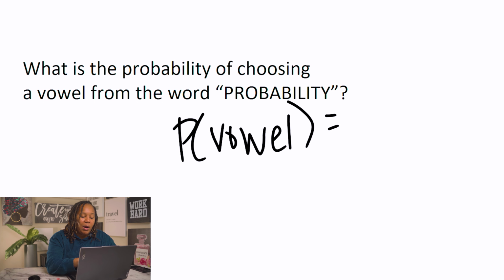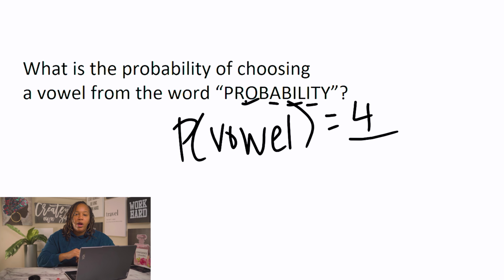So if we look at the word probability, we have a vowel here, which is O, that's 1. We have a vowel here, A, which is 2. We have another vowel here, I, which is 3, and another vowel here, I, which is 4. So there are 4 vowels in the word probability. Well, how many letters are there in the word probability? We will need to count each letter to figure out the total number of possible outcomes. So there are 1, 2, 3, 4, 5, 6, 7, 8, 9, 10, 11. There are 11 letters in the word probability.